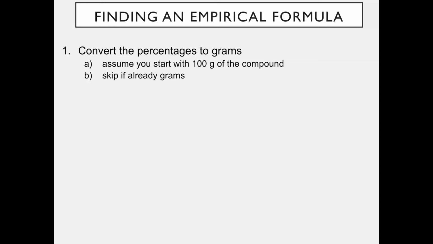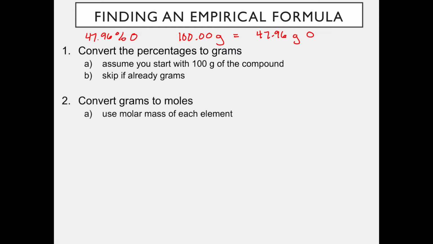And essentially it's going to be like what we did earlier with our percent oxygen in calcium carbonate when we said, okay, if we have 47.96% oxygen, that means for every 100 grams of our compound, we have 47.96 grams of oxygen. So we're going to take all of our percentages, we're going to assume we have 100 grams of our compound, and so we're just going to use the percentages as grams. So if it says it's 14% carbon, then you're going to say we have 14 grams of carbon. That's it. If it's already in grams, you can skip this step.